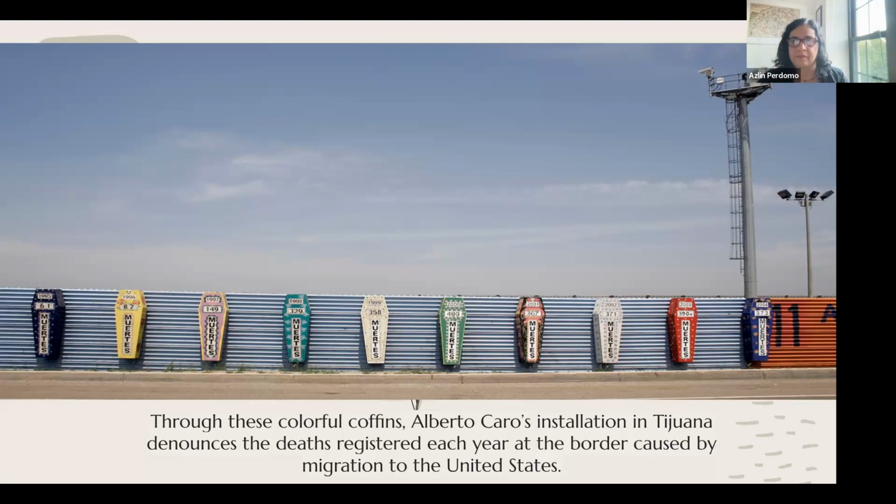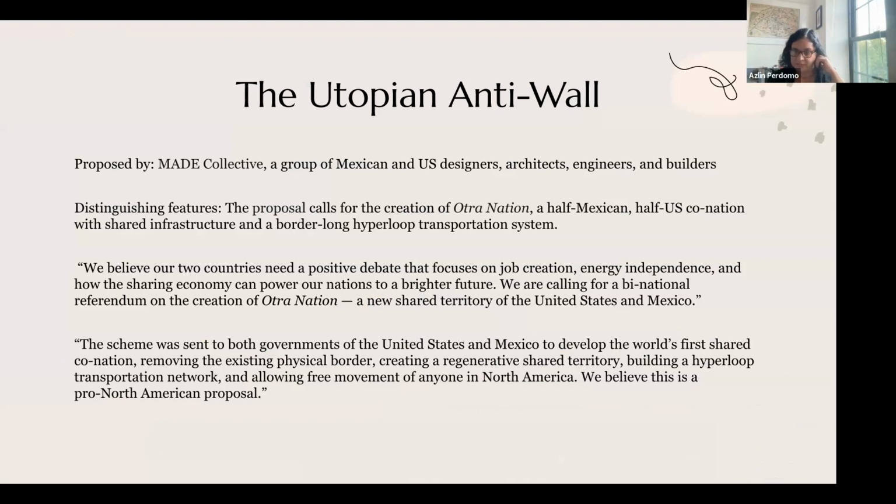These have been an interesting activity to talk about the future. The future tense is the grammatical structure that I cover at this point. It is interesting because in order for people to create something new, it is important to visualize it, to see it, to think that it is possible. So there was a collective, a group of Mexican and US designers, architects, engineers, and builders, that decided to send this to the administration of Donald Trump when he requested ideas for building the wall. This is the utopian anti-wall.